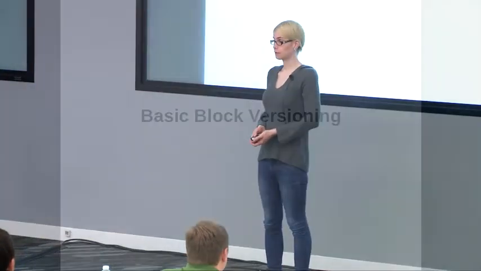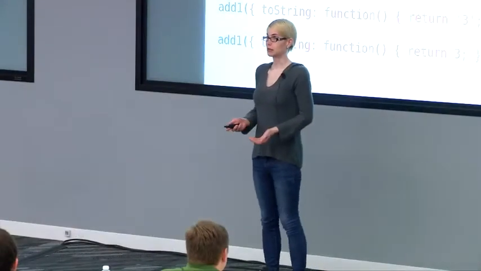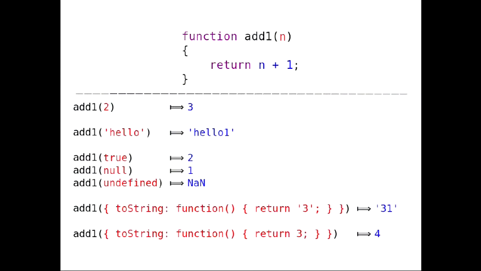So basic block versioning. First, I'll start by talking about dynamic language optimization. So suppose you have a simple function like this add1 in JavaScript, which just returns n+1. Now, if we were in a static language like D, we would have to give n a type like integer, and then return n+1 is obviously just integer addition. But in JavaScript, it's not so obvious, because add1 can take any type as input.